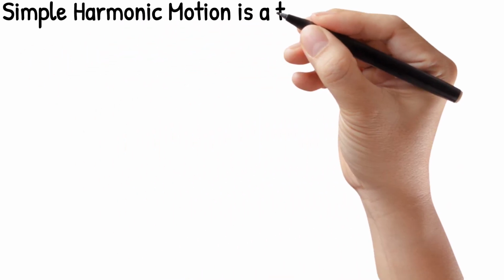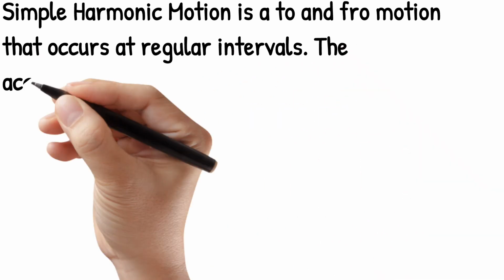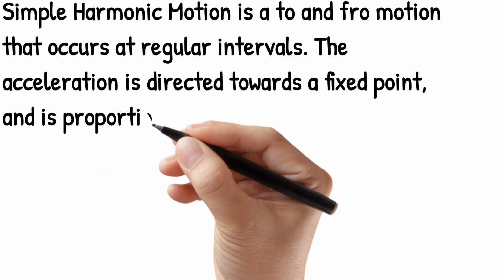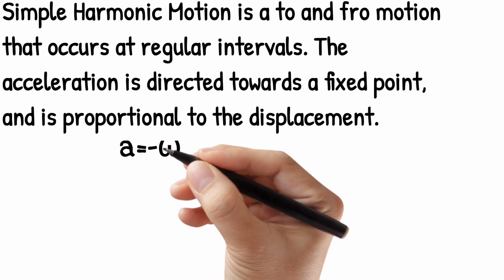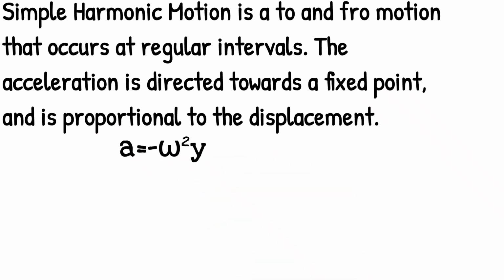It's a system that goes to and fro, and the acceleration is always directed towards a fixed point and is proportional to the displacement. The acceleration is always opposite to the displacement, right? Good. So we already know that basic definition of a simple harmonic motion system.